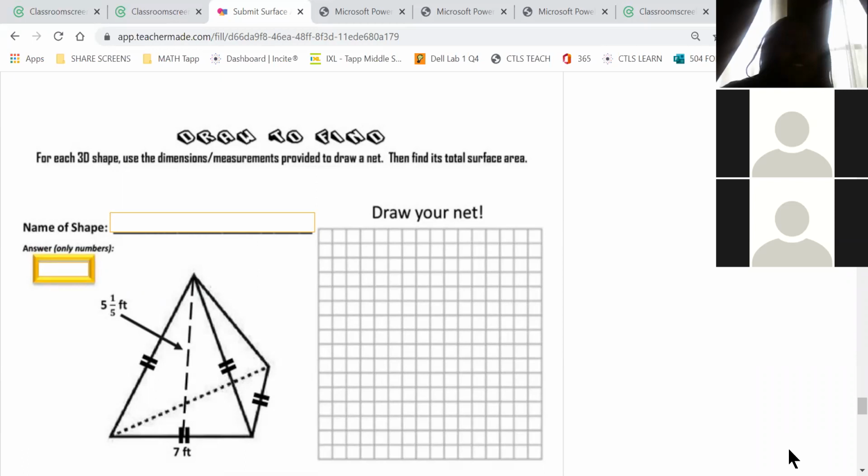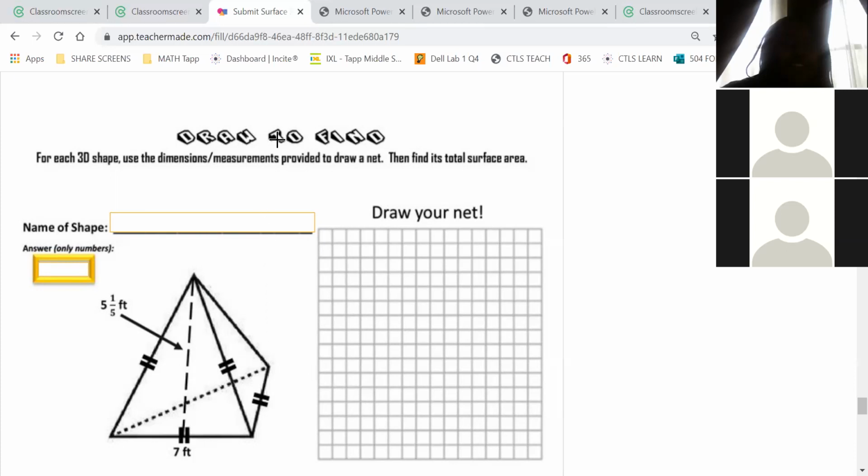This one was a little weird because it is a triangular pyramid. It is a triangular pyramid. And we know that because the base is a triangle. And this one is interesting because you see these little double lines here, right? What that's telling you is that all of these sides are congruent. So all of them are 7 feet and the heights are 5 1/5 feet.